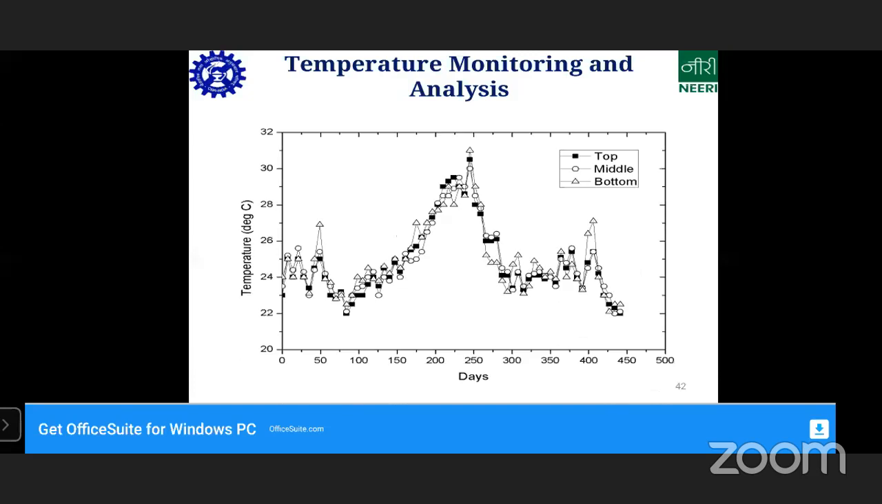I'll just show you the results. This is the temperature monitoring of that. It was monitored for around 450 days. You can see the peak temperature is around 32. This is the peak temperature with water being circulated every 5 or 8 days. Without that, it could have risen to maybe 50, 55. I'll show you the field temperatures also.